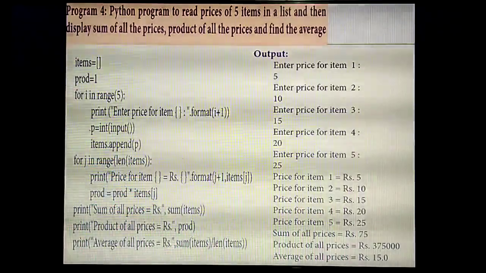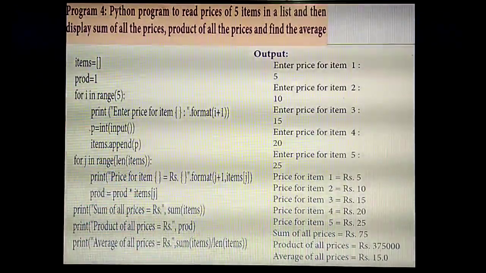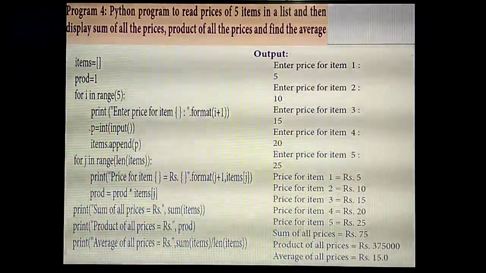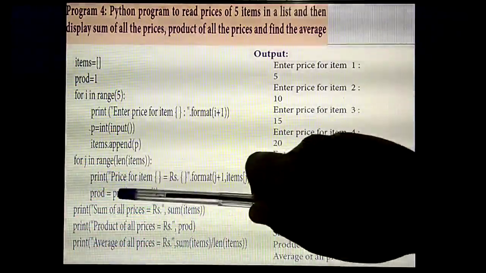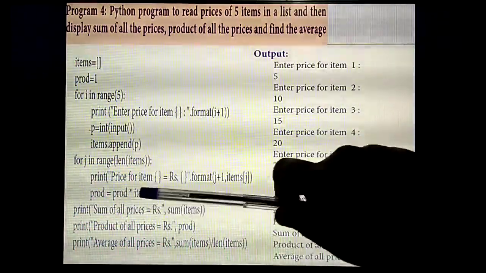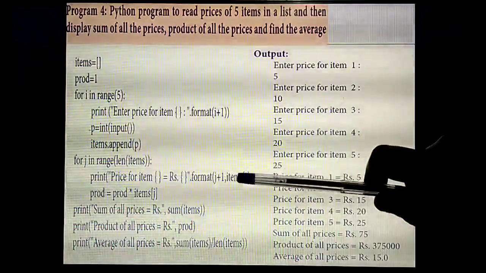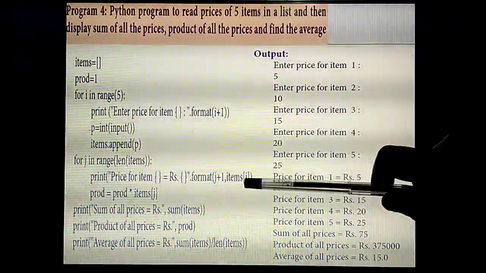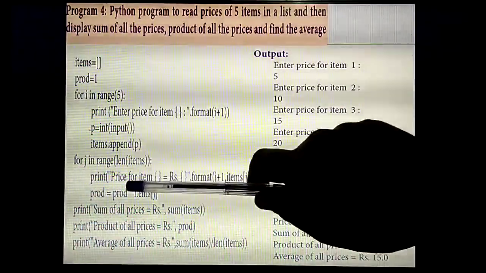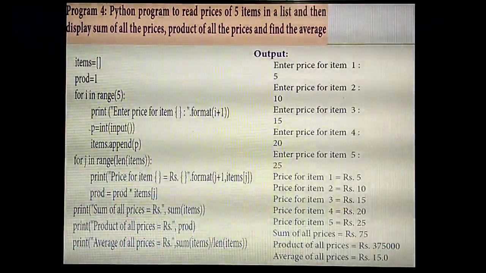Understand? Yes. In the question, next they ask to find the product for each item. Listen, this is the formula: product equals product into items of j. That means whatever values, whatever rupees you are entering here, you are going to calculate the product of those.